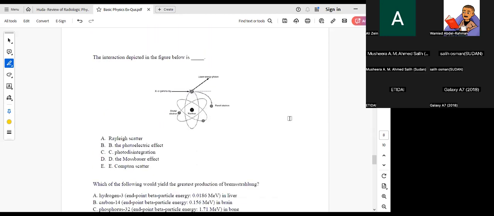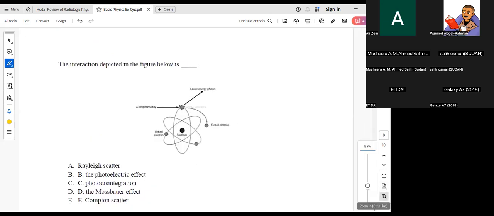The interaction depicted in the figure below: we have an X-ray, and then we have an electron coming out. Low energy. This looks like Compton, because it's a low energy photon and here we have a recoil electron. So this is Compton. Next.